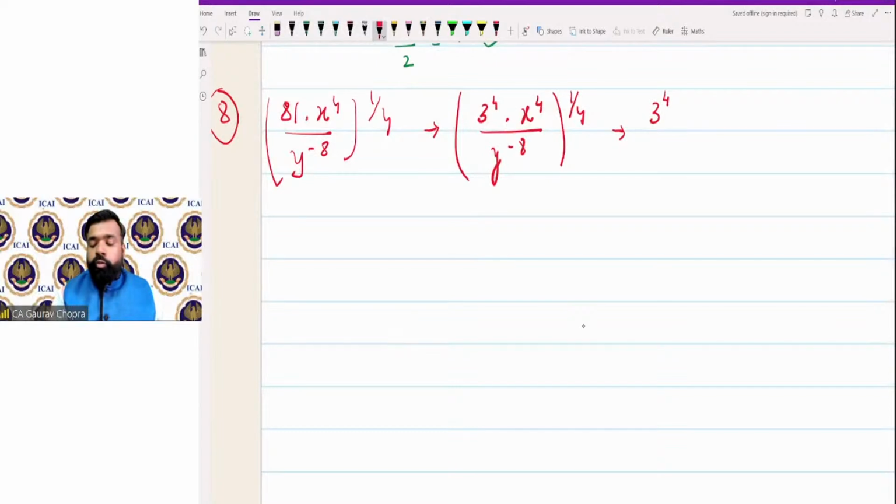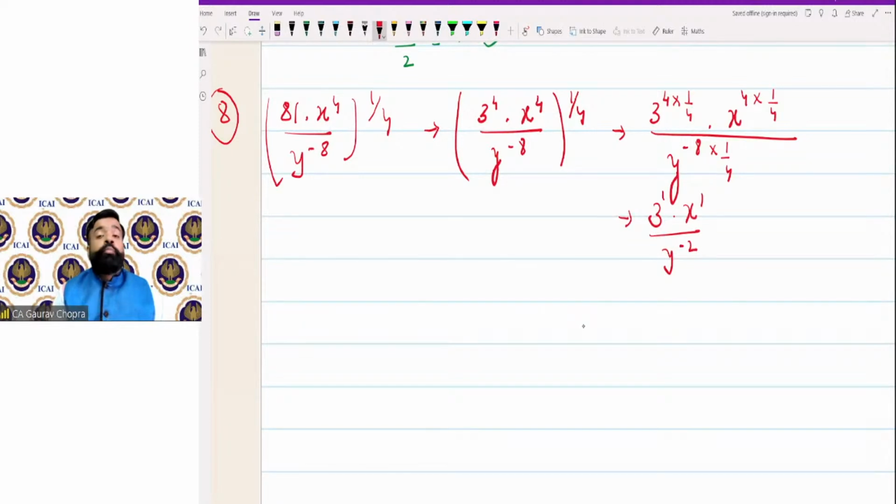So 3 to the power of 4 into 1 by 4, x to the power of 4 into 1 by 4 upon y to the power of minus 8 into 1 by 4. So what is left? 3 to the power of 1, x to the power of 1 upon y to the power of minus 2. The power of y is negative in the denominator; if it comes to the numerator it will become positive. So 3xy square.